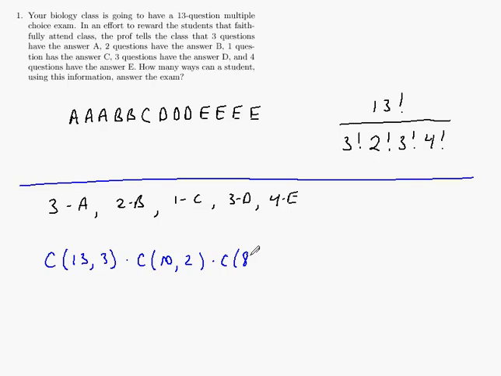Of the 8 remaining questions, I need 1 for the C. Of the 7 remaining questions, I need 3 for the D. And last but not least, of the 4 remaining, I need 4 for the letter E. Now, with this procedure it doesn't matter which letter you put first. In other words, I could have started this off with B's, C's, D's, E's, and then picked A's, as long as I followed that pattern. So here we have 2 different answers for the same problem.